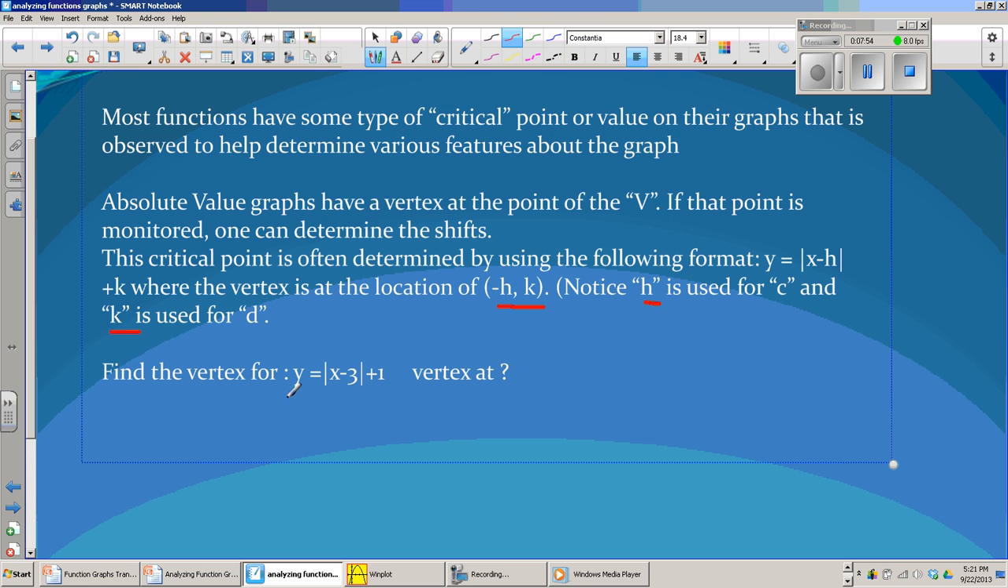So as we look at this equation, this value here, -3, represents the H, and the value 1 represents the K. We do want to take the opposite of that value. So that means our vertex is at +3, +1. We can always use the graphing calculator to check that particular point.